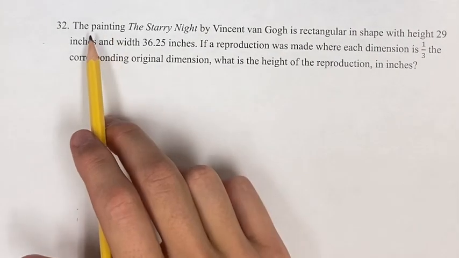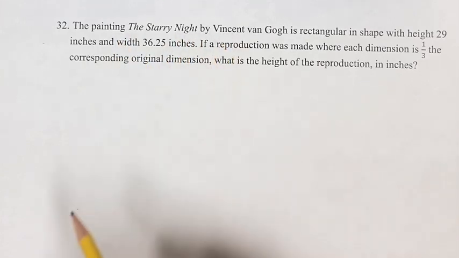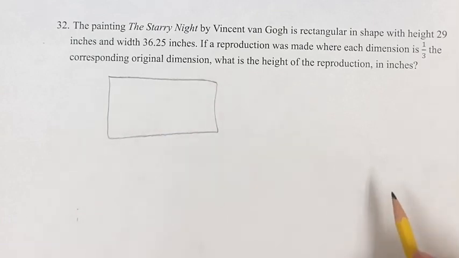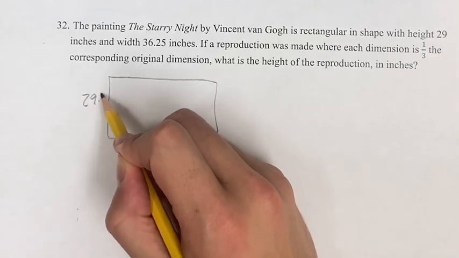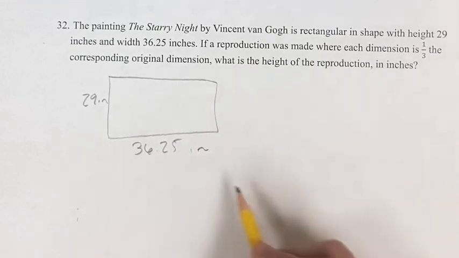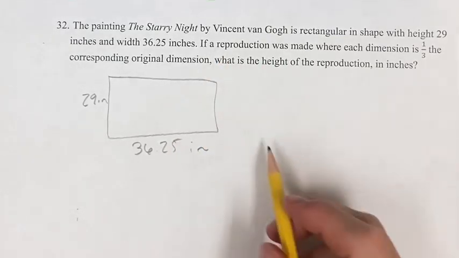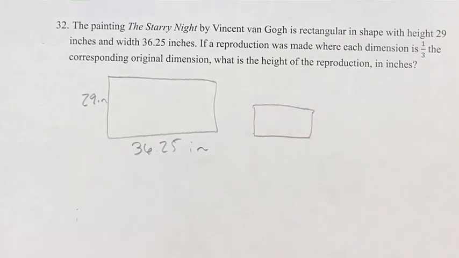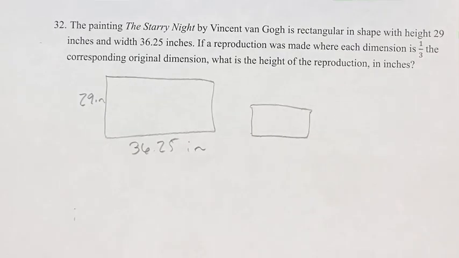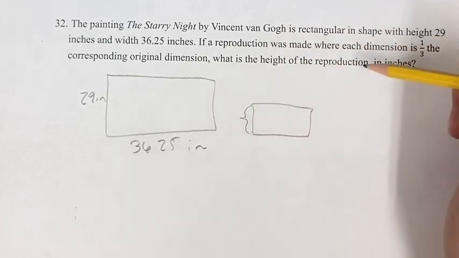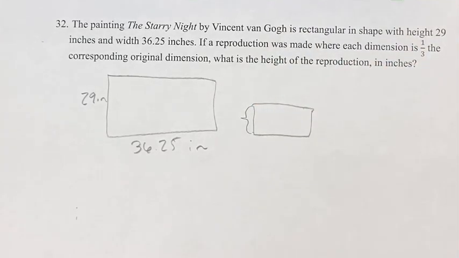In this problem, we're told that the painting The Starry Night by Vincent van Gogh is rectangular in shape and it has a height of 29 inches and a width of 36.25 inches. We're told that a reproduction was made where each dimension is 1/3 of the original, right? So it's the same dimensions, it's just smaller. We're asked, based off this information, what is the height in inches for the reproduction?